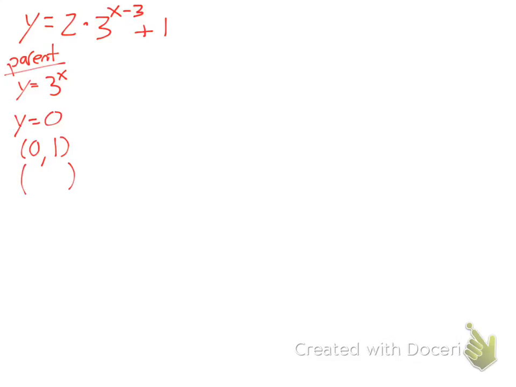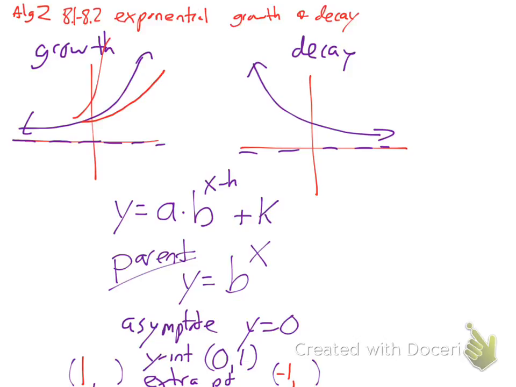And is this a growth or decay? Oh wait, I forgot to talk about that. How do I know this one is growth and that one is decay? We know this one is growth because b is greater than 1. We know this one's decay because b is between 0 and 1. Forgot to state that. Sorry.